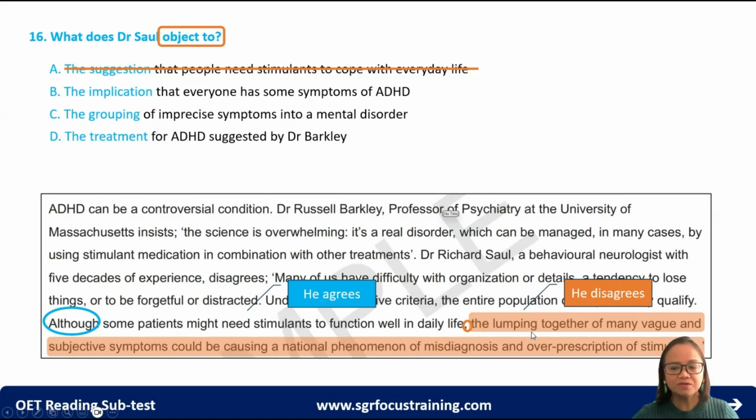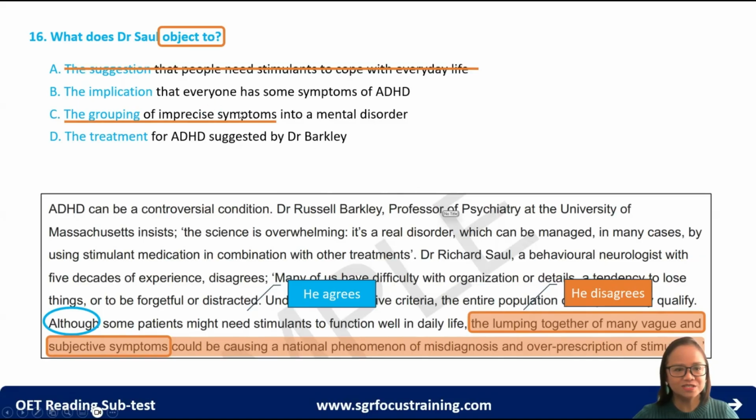He said the lumping together of many vague and subjective symptoms could be causing a national phenomenon of misdiagnosis and overprescription. Well, the words the lumping together mean if you're lumping them together, you are grouping them together. So lumping together, grouping. It means you're putting everything together. That's why we call it a lump. It means one thing that is a combination of other things. So grouping or lumping together, there's your synonym.